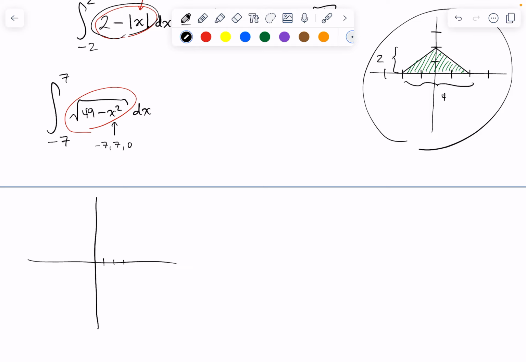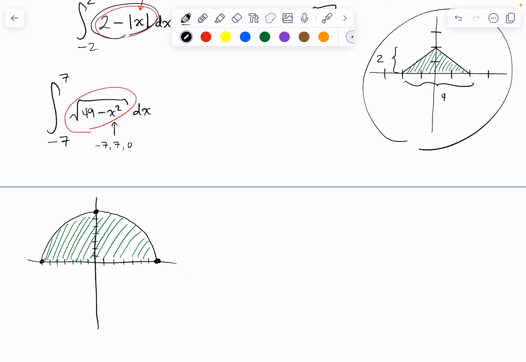So 1, 2, 3, 4, 5, 6, 7. So we got a point here. 1, 2, 3, 4, 5, 6, 7. Point right there. And we've got a nice little semicircle going right there. And the integral, just like we know, should be the area under the graph. So it is literally this green area.